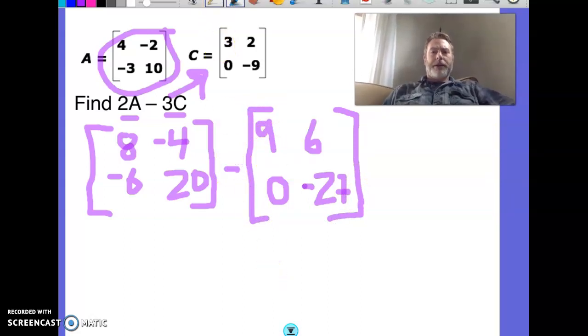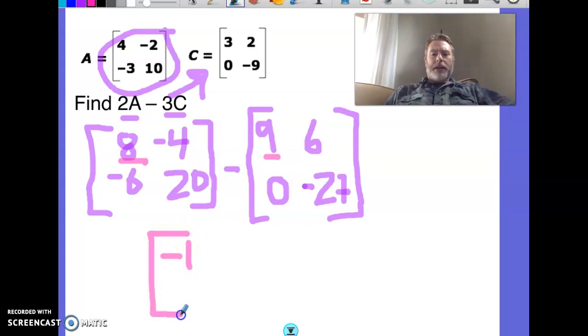So just a couple of reminders when we subtract. I'll let you guys finish this one out. But when we subtract, we subtract the entries that have the same address. So it would be 8 minus 9. It's going to be minus 1. And by the way, our end result is the exact same dimension. It's going to be a 2 by 2. And we just keep going on. Minus 4, minus 6. That's minus 10.